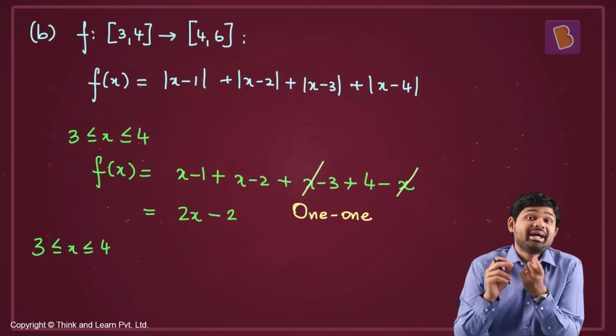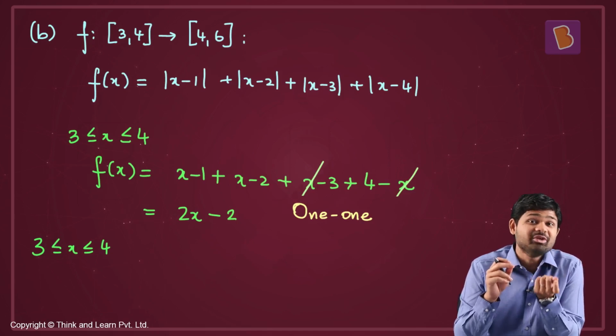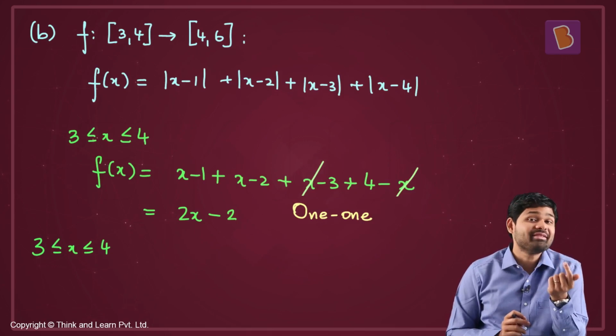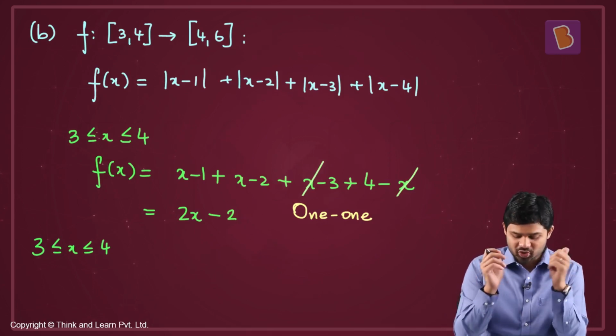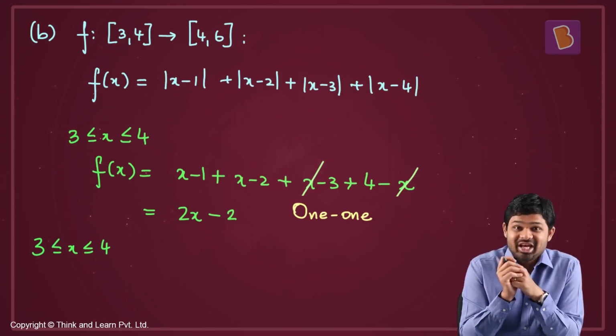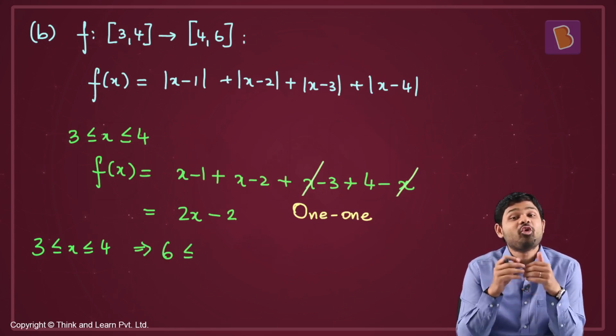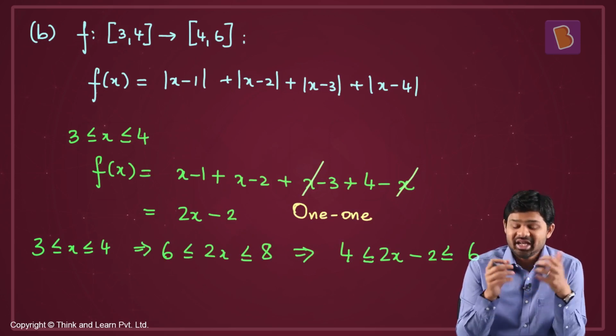When I put x is equal to 3, I get 2x minus 2, which is equal to 6 minus 2, which is 4. When I put x is equal to 4, I am going to get the value 8 minus 2, which is going to be equal to 6. So the function is going to lie between 4 and 6, isn't it?